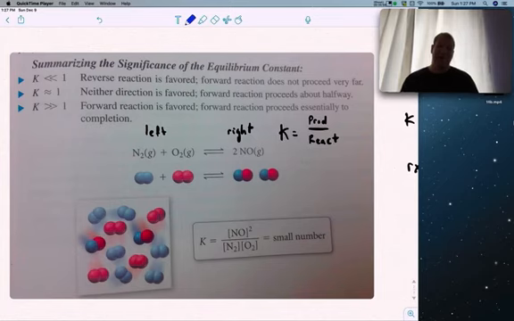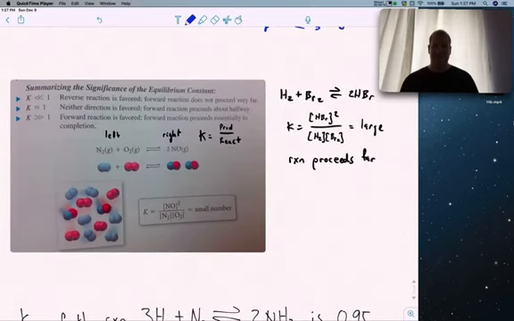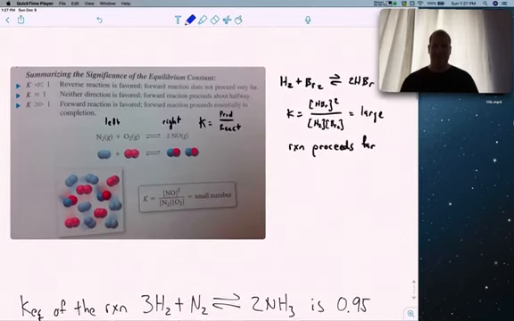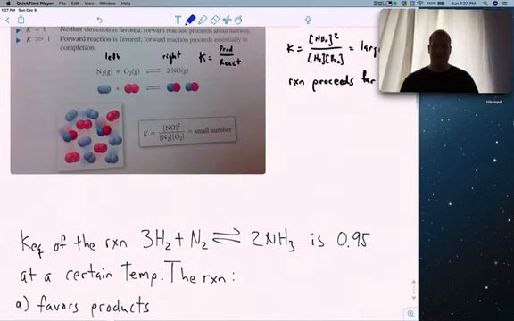And if K is about 1, the reaction proceeds about halfway. If K is a huge number, that means that products are big and reactants are tiny. That means the products are favored. So hydrogen plus bromine make HBr. That's an example of a reaction that proceeds very far.